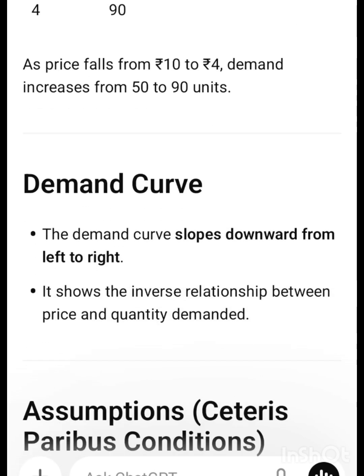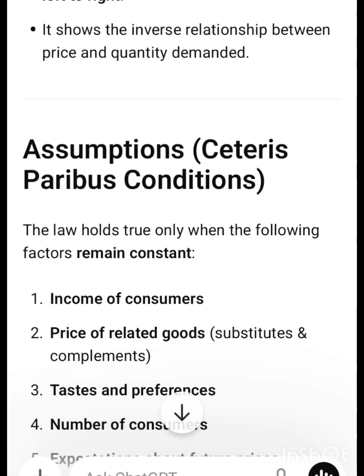And next, how we can draw this demand schedule into a curve. The curve slopes from left to right downwards. It shows the inverse relationship between price and quantity demanded.